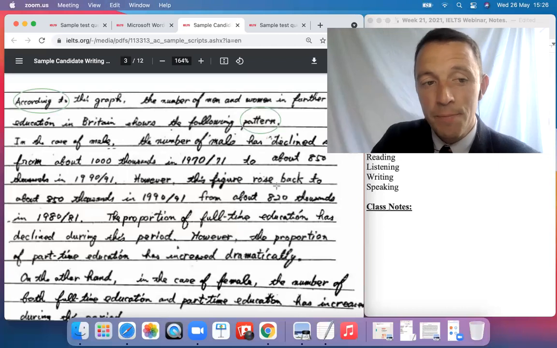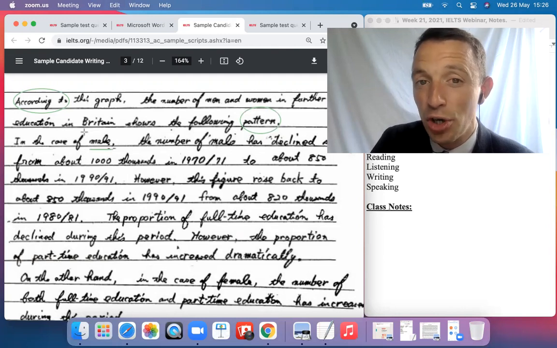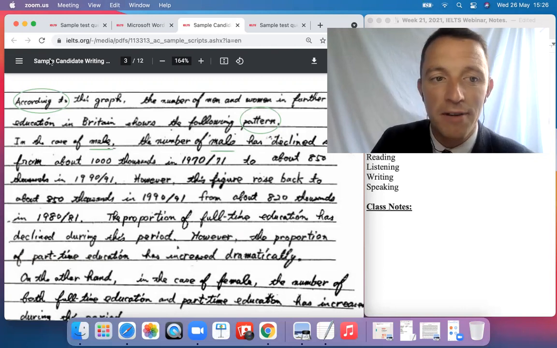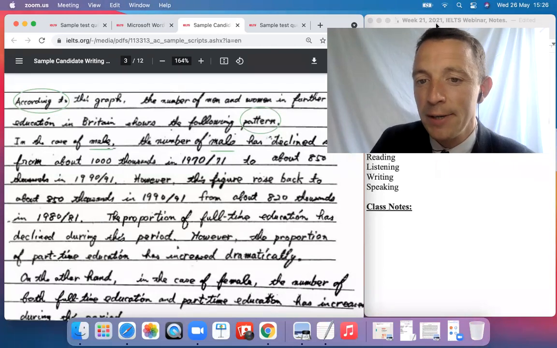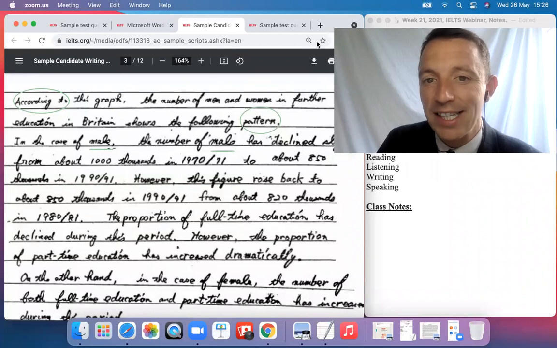So if we continue, in the case of male, I have a little question here. I think there's a possible error here, and I'm just curious if you can identify the mistake. The number of male, and again, I think it's the same mistake here, has declined. So this is a good example of the present perfect. Okay, so has declined is a very, very good example of the present perfect.